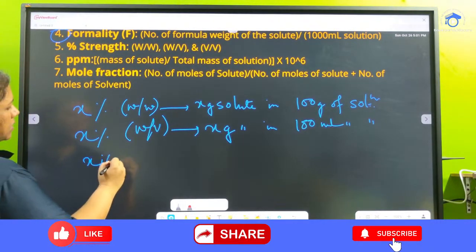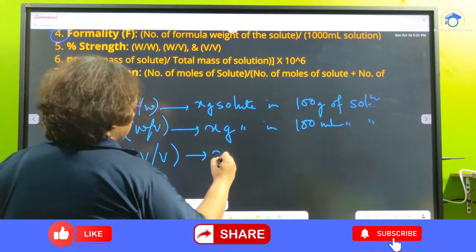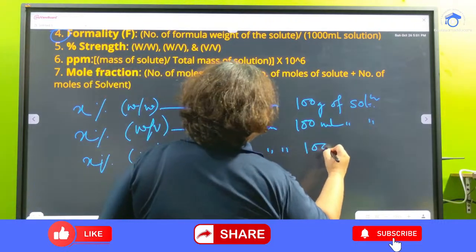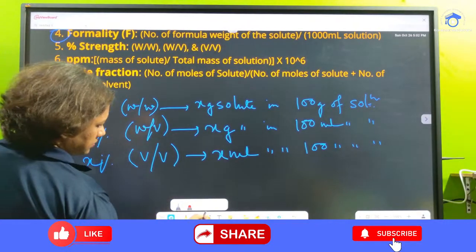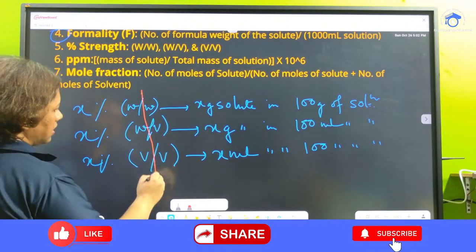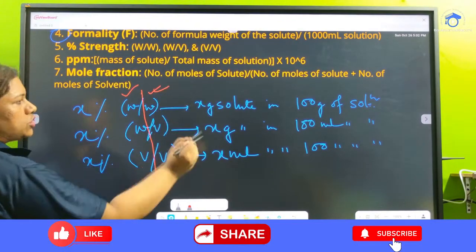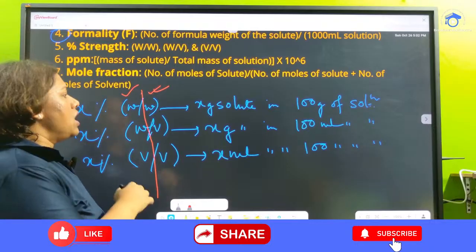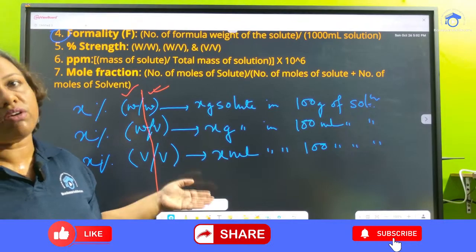If X% V by V is written, that means X ml of solute in 100 ml of solution. This first term stands for solute, and this one stands for solvent. The phase, whether it is in volume or whether it is in gram, so percent strength is denoted as X% W by W, W by V, V by V.